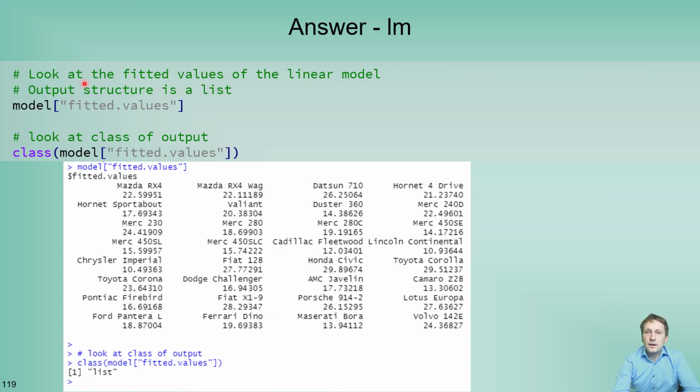So if you type model in brackets and then address the name fitted.values, you actually see the predictions for each of those observations being returned. If you do that with a single bracket operator, you see that the output is still a list. So it's a list with one element, and that one element is fitted.values. If you use double brackets, then this would be a numeric class and would come down to being a vector.